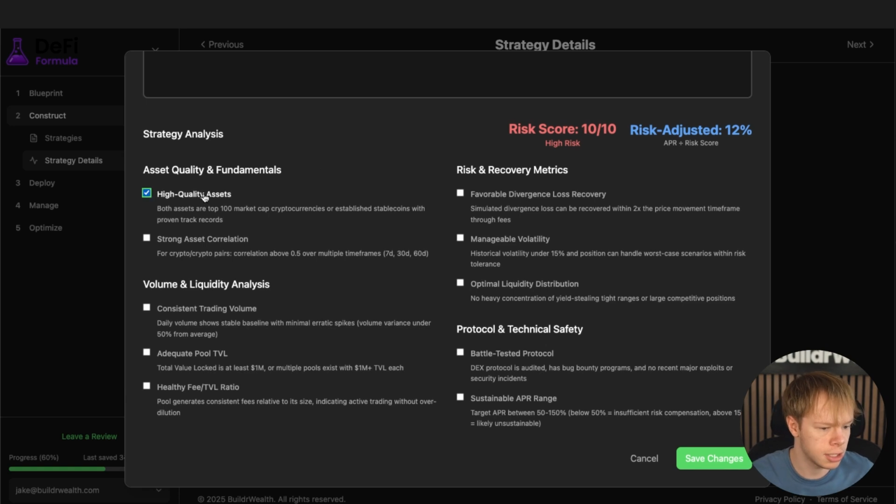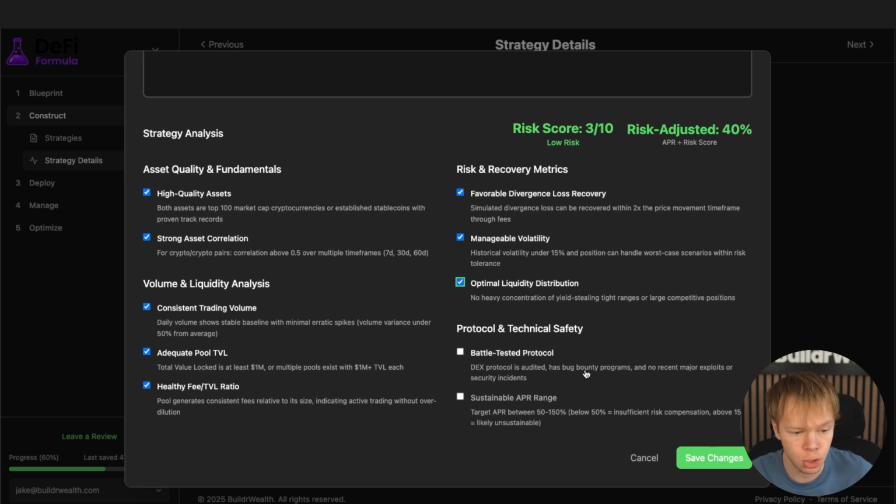We're wondering, are these high-quality assets? Do they have strong correlation? They have consistent trading volume, adequate TVL, healthy fee to TVL ratio, favorable divergence loss recovery, manageable volatility, optimal liquidity distribution. Is this a battle-tested protocol? Do they have a sustainable APR range? And as we start to check off more of these boxes, the risk-adjusted return starts to get better for this position.